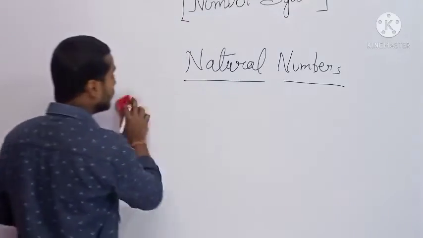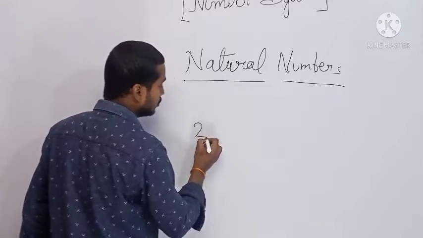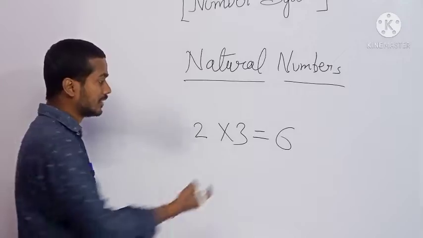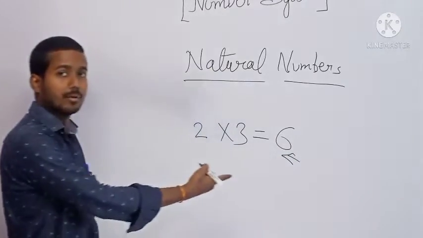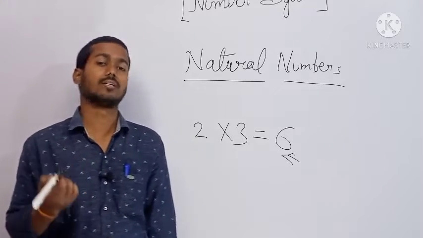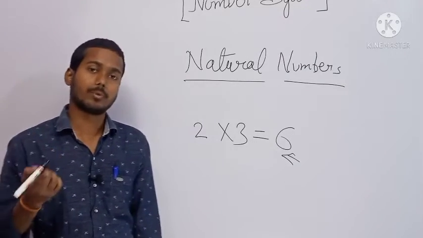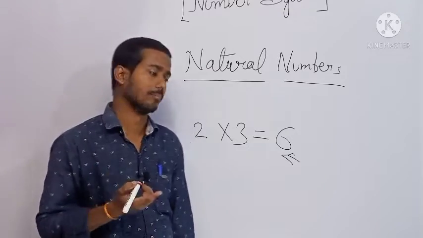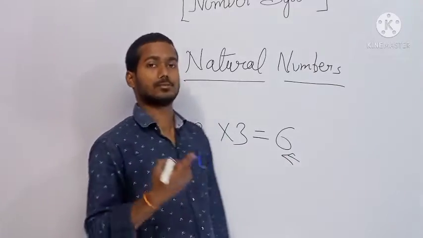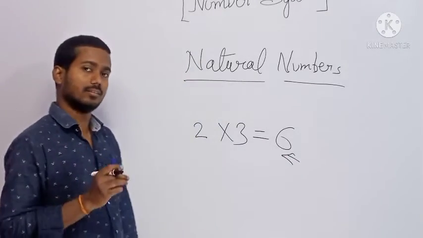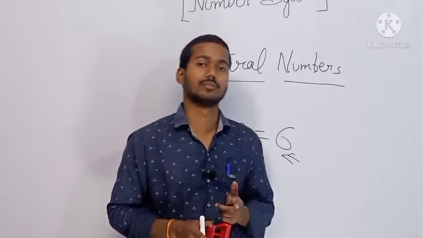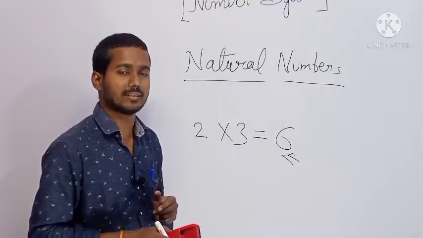In the same way, if we multiply two natural numbers like 2 into 3, we get 6 as a result. 6 is also a natural number. By the definition, natural numbers are all counting numbers, or all positive integers. So if we multiply two natural numbers, we get another natural number as a result. So always remember that on adding or multiplying two natural numbers, we get another natural number as a result.